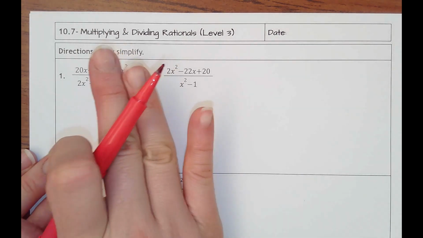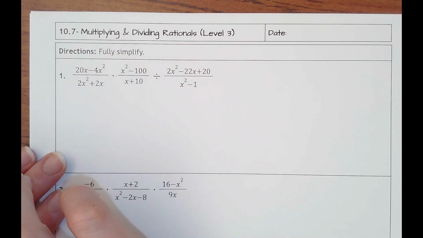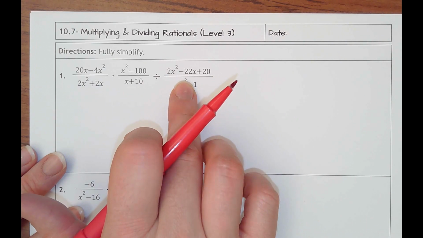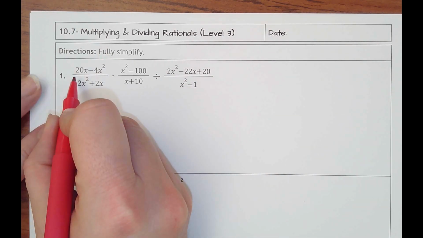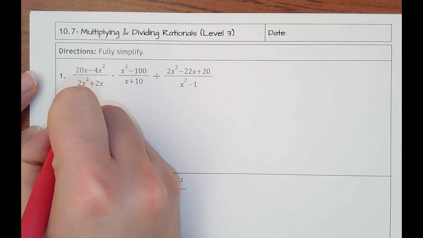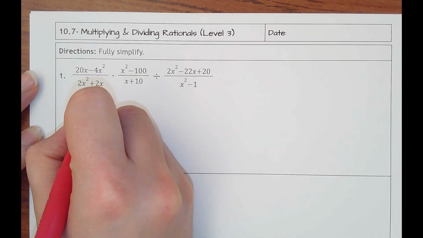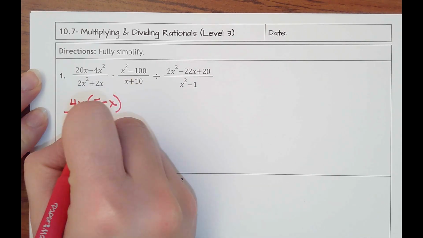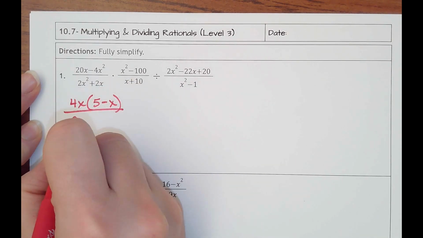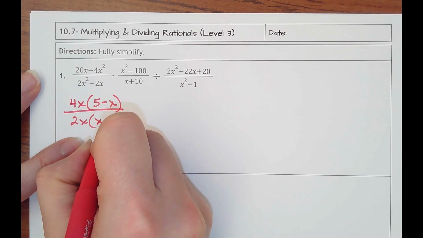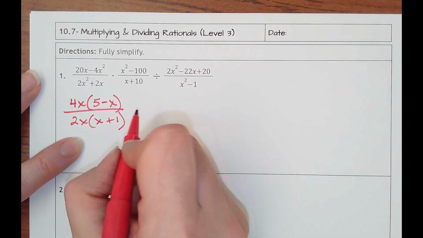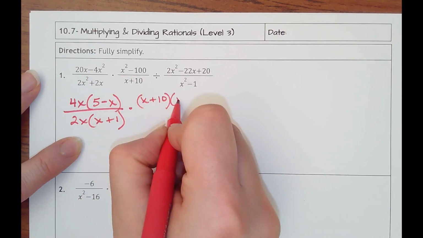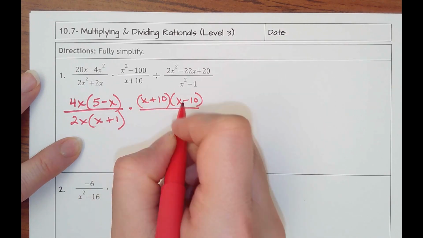So let's try it. Remember, we're factoring everything, because we definitely don't want to FOIL all these things out. That would be awful. And so the first numerator, I'm going to take out a 4x. So I would have times 5 minus x. And then on the denominator, take out a 2x. So that would be times an x plus 1 times, this is a difference of squares, that'd be x plus 10 times x minus 10 over x plus 10.